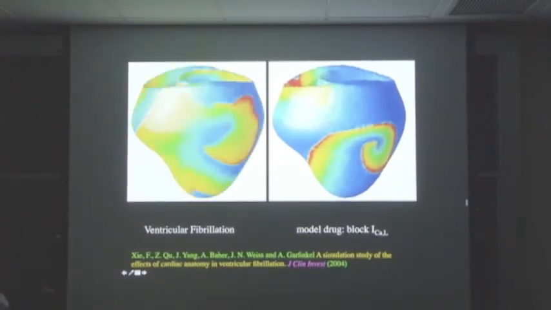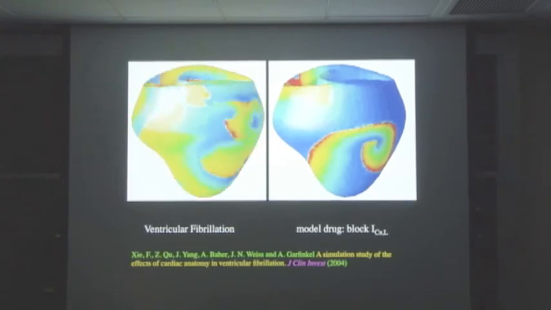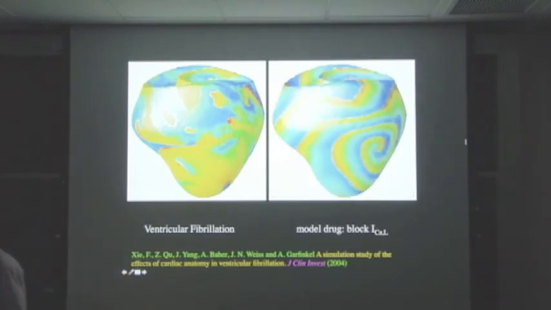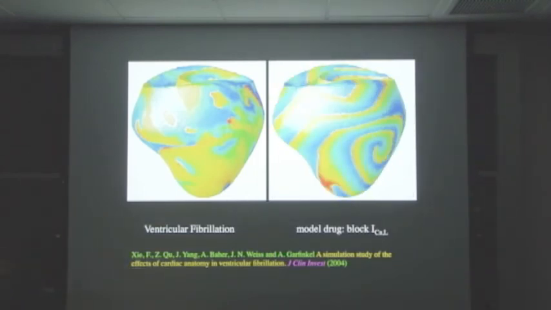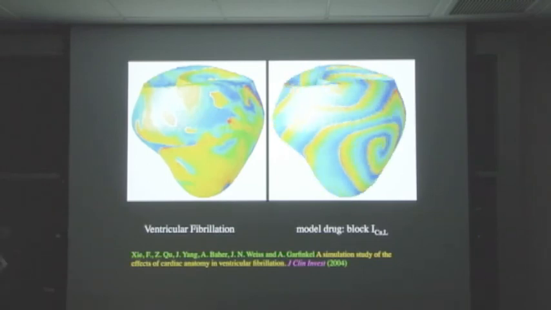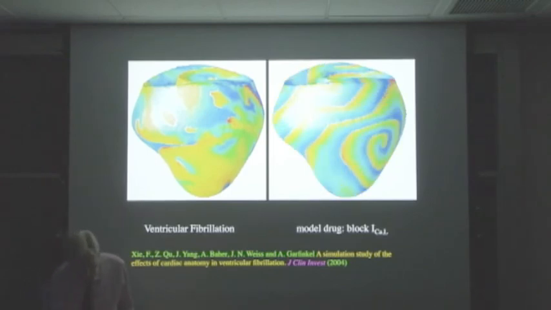Here is fibrillation in the native model, the baseline model. And then we just blocked ICa, the L-type calcium channel. Don't do this clinically, but the result of it on the heart itself is to stabilize the spiral wave and prevent breakup. So we thought, well, that's interesting. That's a proof of concept, at least.